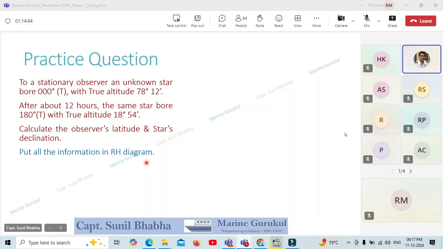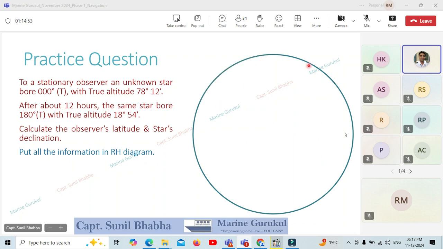So let us apply this approach in this particular question and see how it works. Let's draw the rational horizon of the observer. Let's mark off the NESW points. And at the center of this diagram, we have the zenith represented by Z. So let's put in the information that is given to us.